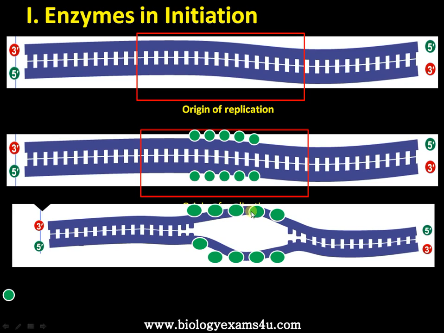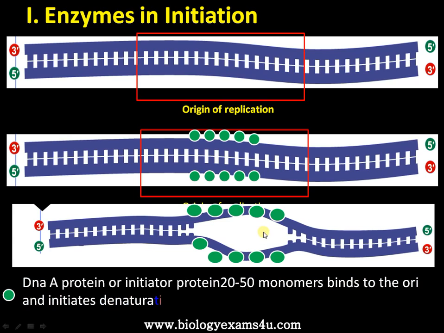Binding of this DnaA protein stimulates the denaturation of that particular region, or breaking of hydrogen bonds occurs at that region. DnaA protein, or initiator protein, approximately 20 to 50 monomers, binds to the ORI and causes denaturation at that region. ATP is required for the process.